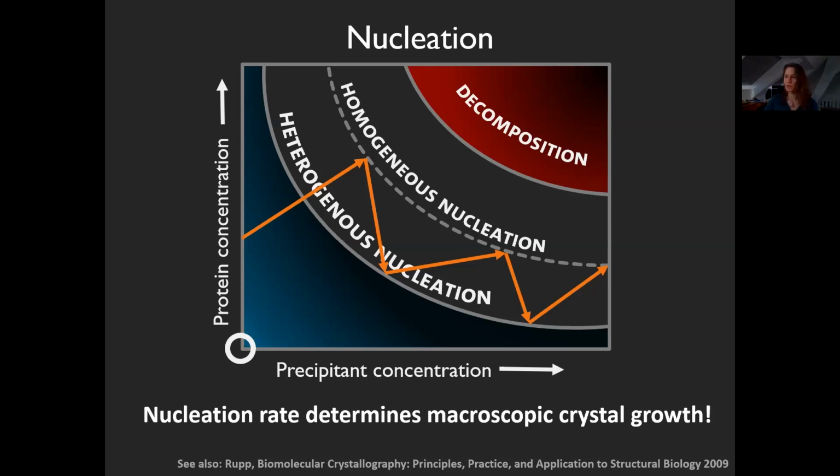It's a continuous process. Now, what you really don't want is, the moment that you mix the whole thing, for example, when you're adding salt to your protein, to flop into decomposition or even homogeneous nucleation, which gives you like 1,000 mini crystals, each 1 micrometer and too small to measure. You really want to stay in the heterogeneous nucleation phase where everything is happening slowly and orderly.